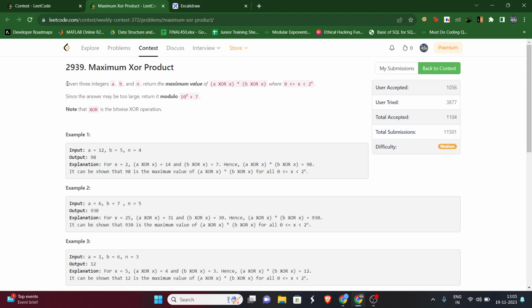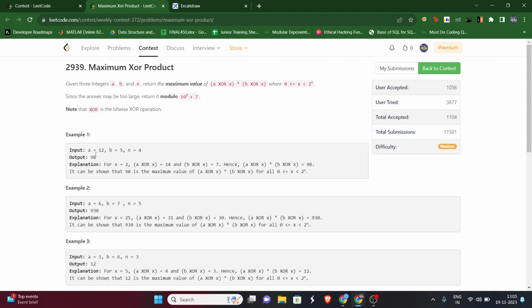Cool. So the question says that we'll be given three integers a, b, n. Now we have to return the maximum value of a XOR x multiplied by b XOR x, where we can pick any number x such that it is less than 2 to the power n. And the answer can be very large, so we need to return it modulo 10 to the power 9 plus 7. Okay, the question is very straightforward.